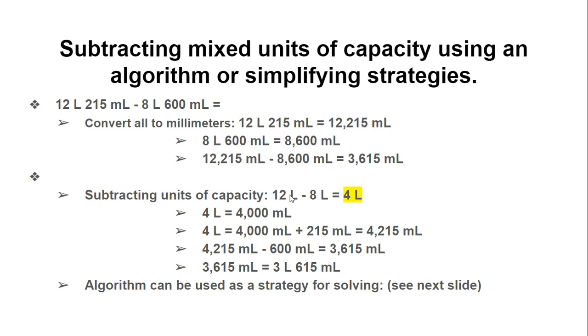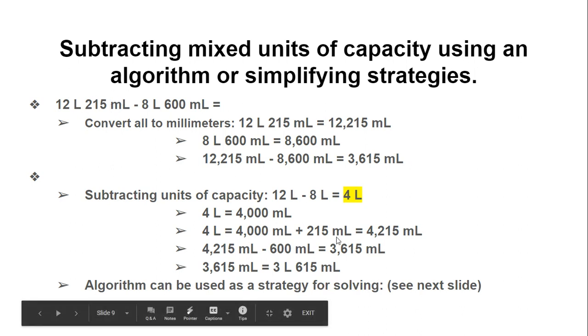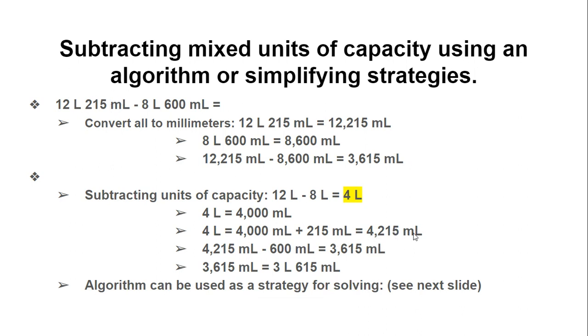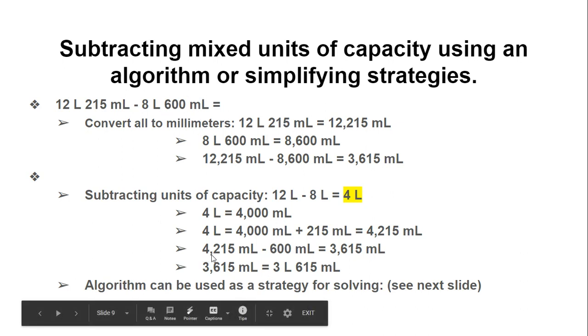I could also subtract using liters first, then bring in my milliliters. So 12 liters minus 8 liters is 4 liters. I'm going to convert my 4 liters to 4,000 milliliters. I'm going to add my 4,000 milliliters to the 215 milliliters, 4,215 milliliters, then subtracting off the 600 milliliters. So 4,215 milliliters minus 600 milliliters is equal to 3,615 milliliters.